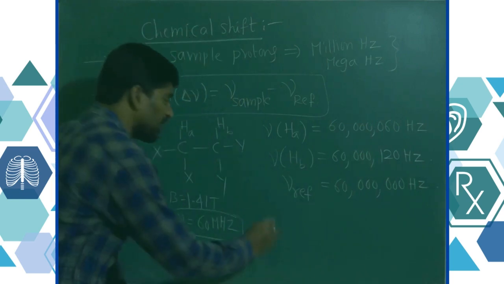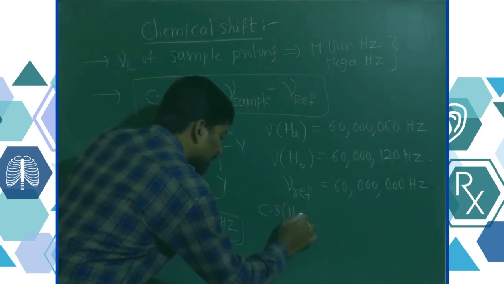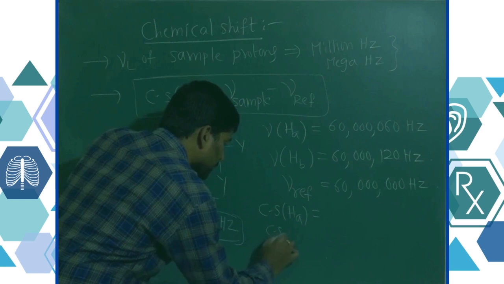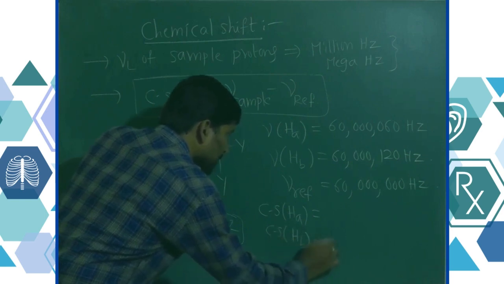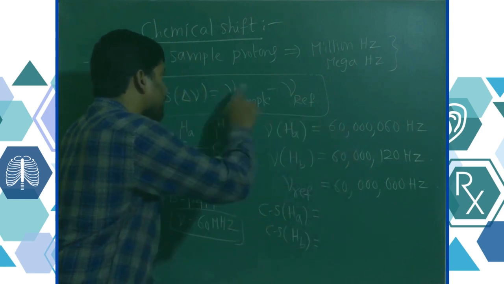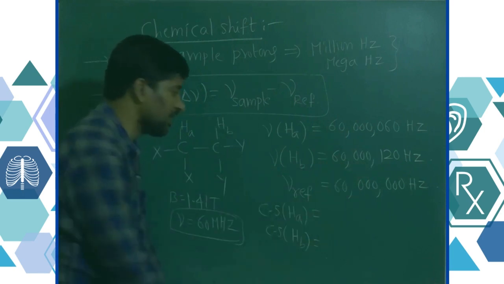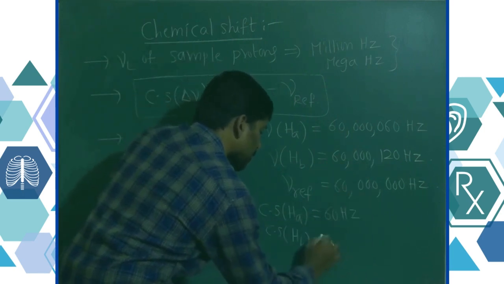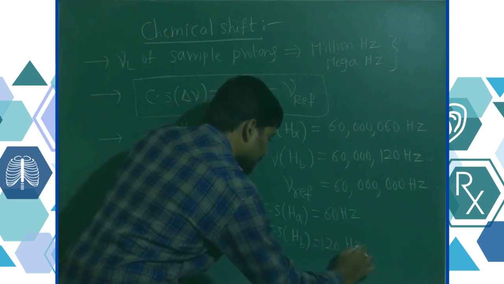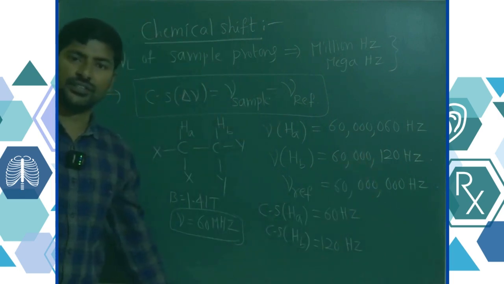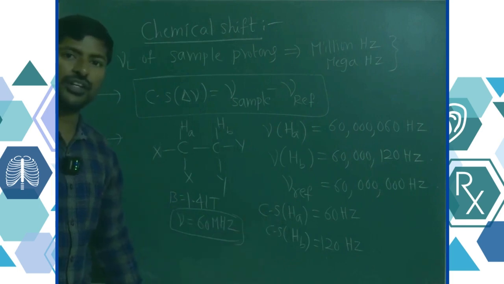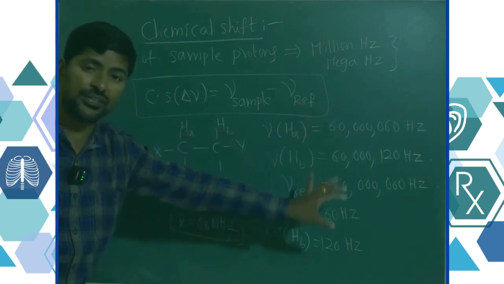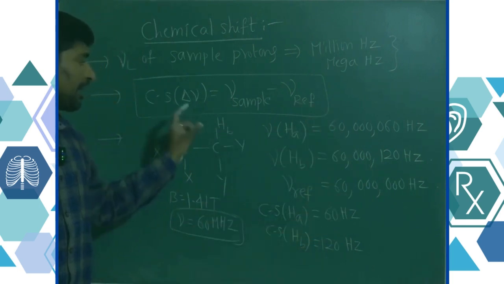So now, what is the chemical shift of HA and what is the chemical shift of HB? Chemical shift of HA is sample proton frequency minus reference proton frequency, that is 60 hertz. What is the chemical shift of HB? That is 120 hertz. Chemical shift of HA is 60 hertz, chemical shift of HB is 120 hertz. That means we converted these large numbers into small numbers by taking a reference.